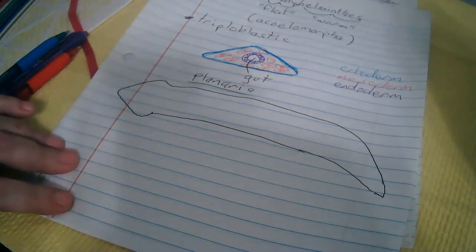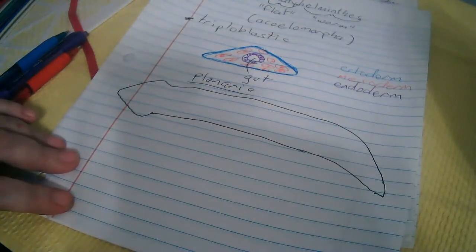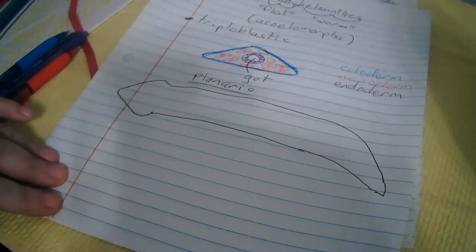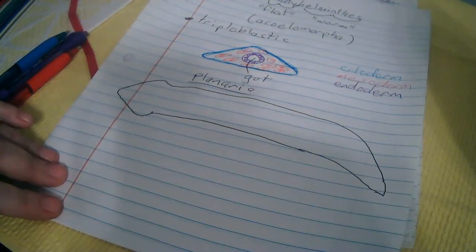So they are bilaterally symmetrical. They do have bilateral symmetry. Up until now, the sponge had no symmetry. It's asymmetrical. And the cnidaria had radial symmetry. Now the flatworms have bilateral symmetry. You can cut them into equal left and right halves.